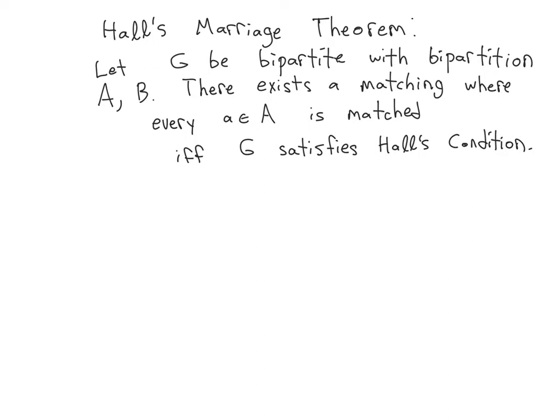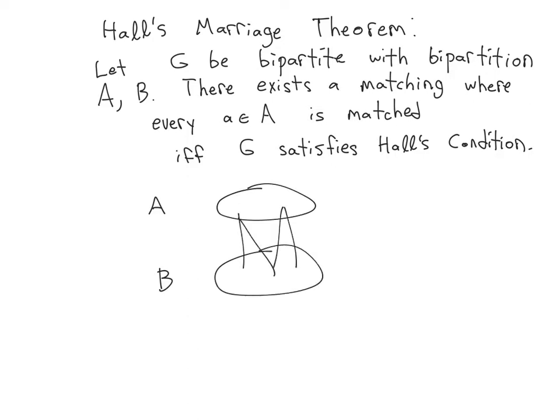Now we mention one of the most famous theorems in graph theory. Given a bipartite graph with 2 partition sets A and B, so you've got vertices in A and vertices in B and edges going across, but nothing else. Then you can find a matching where every vertex in A is incident to an edge in the matching, if and only if G satisfies Hall's condition.